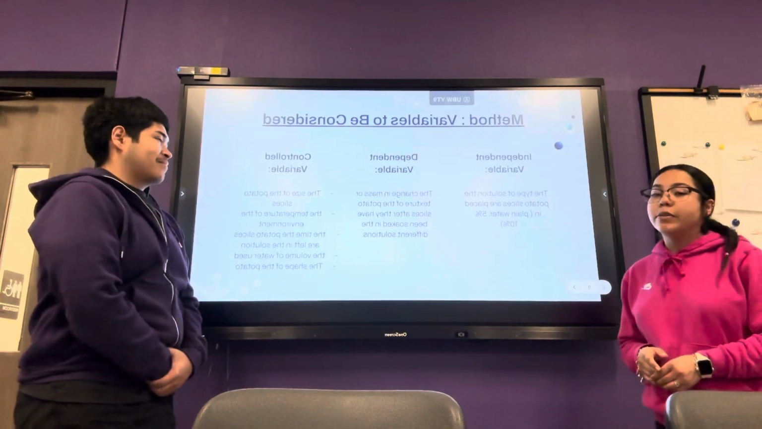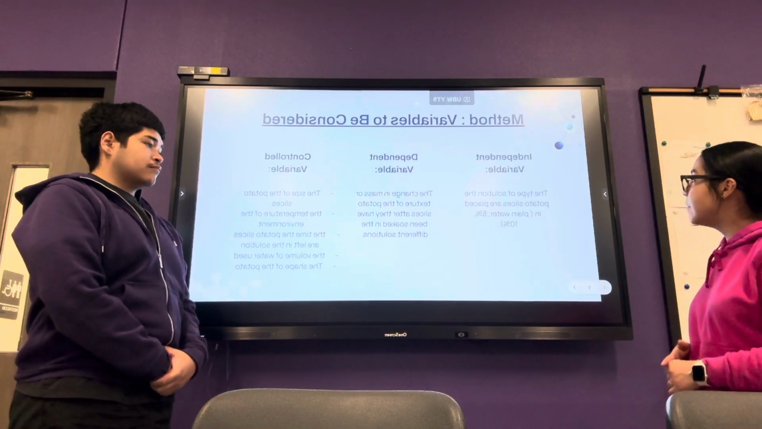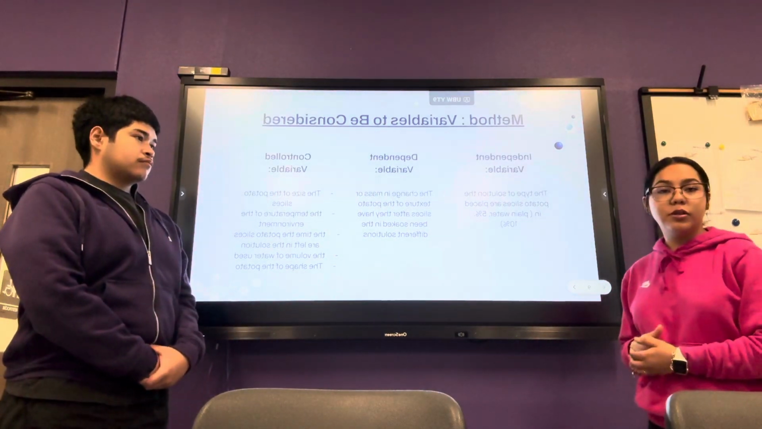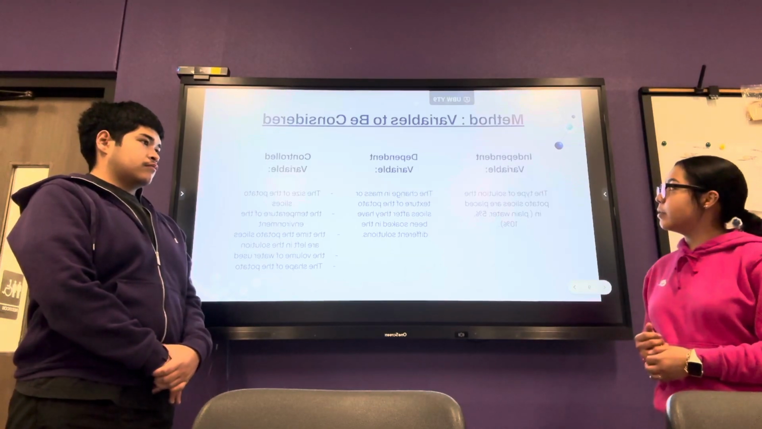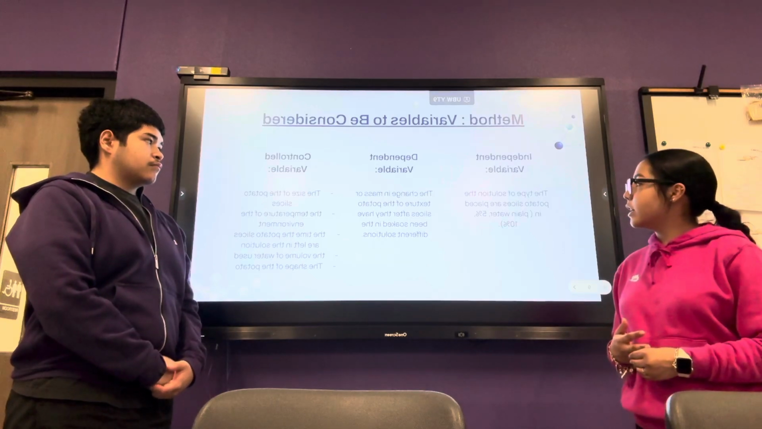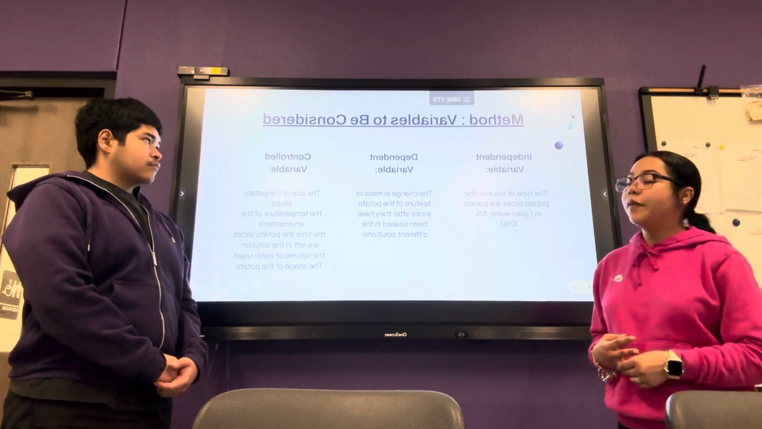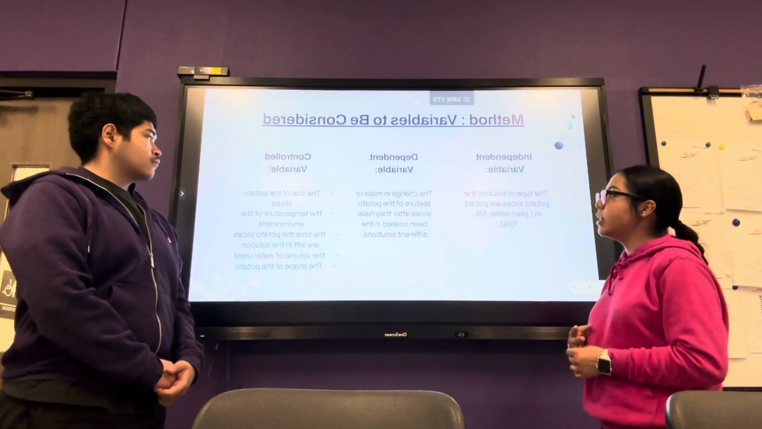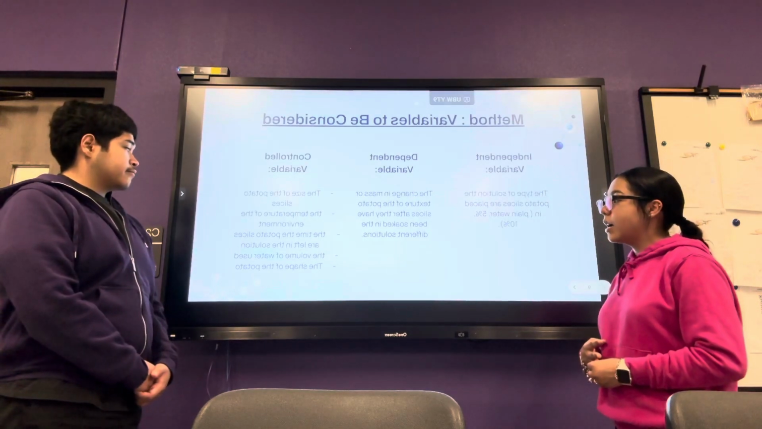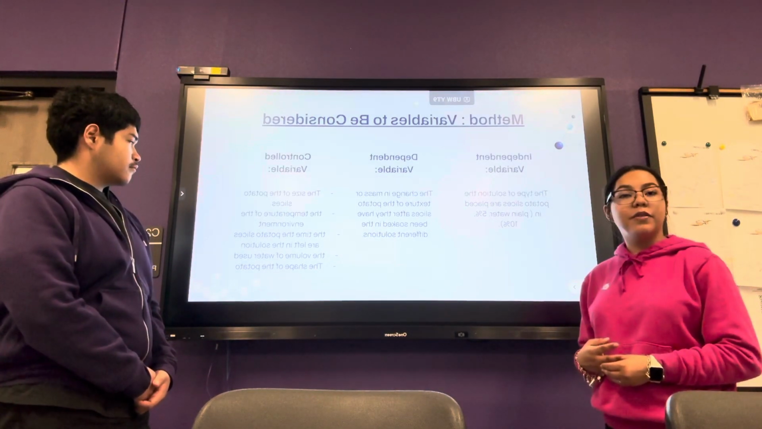So the method and variables to be considered are the independent variables, which is the type of solution those slices are placed in. So we're using plain water with no salt, 5% salt water, and 10%. The dependent variable is the change in mass or texture of the potato slices after they have been soaked in the different solutions. And then the control variables that will stay the same throughout the whole time of the project are the size of the potato slices, the temperature of the environment, the time the potato slices are left in the solution, the volume of water used, and the shape of the potato.